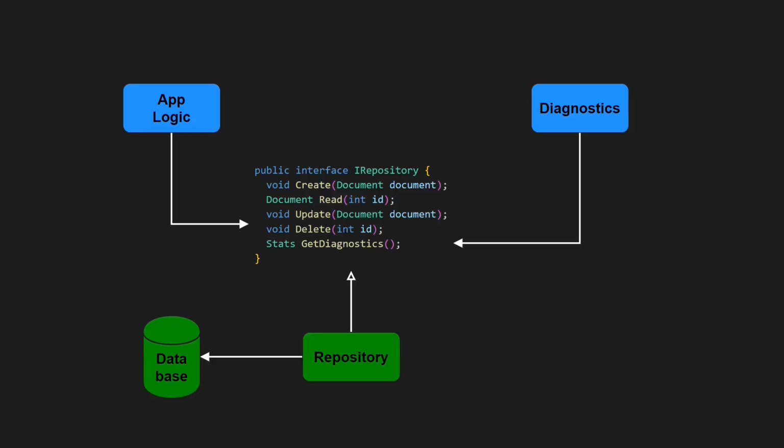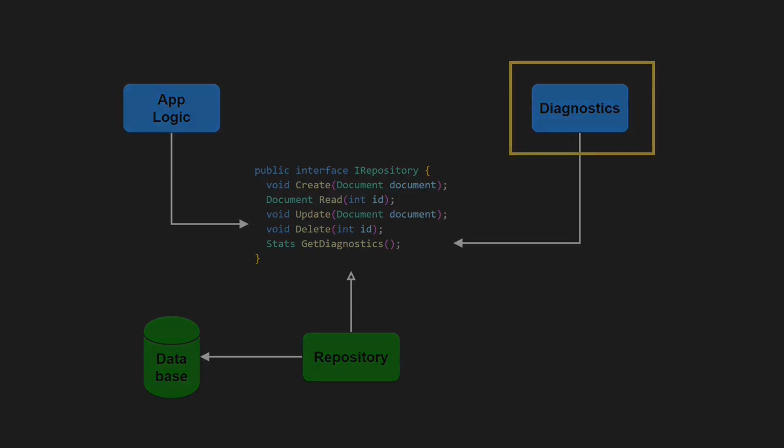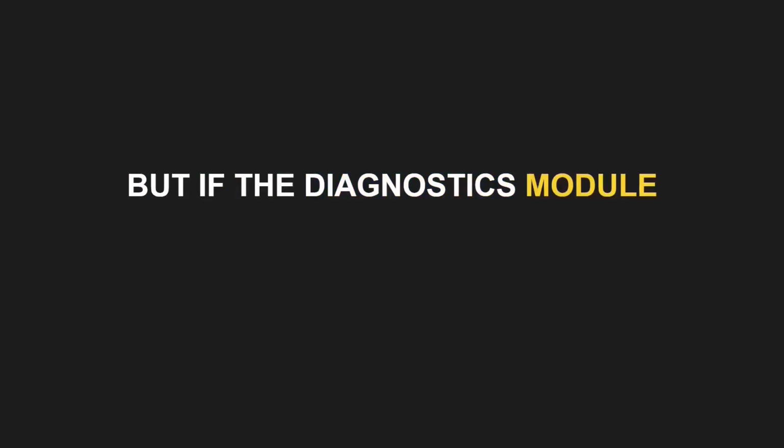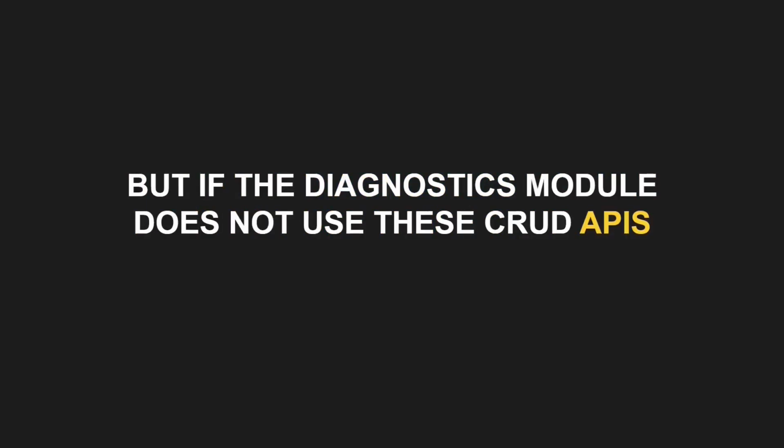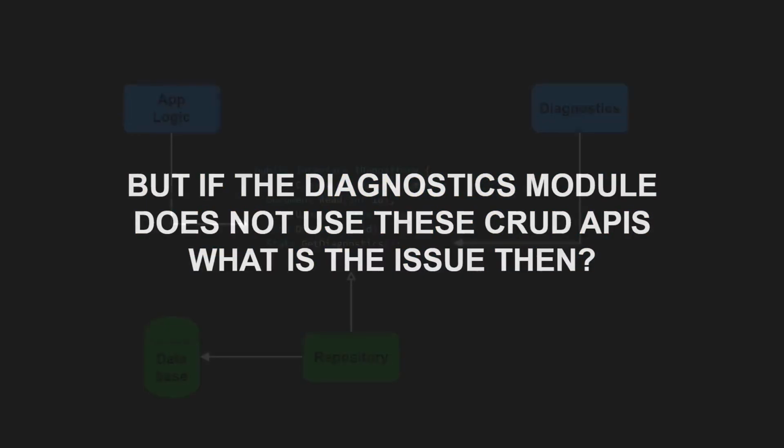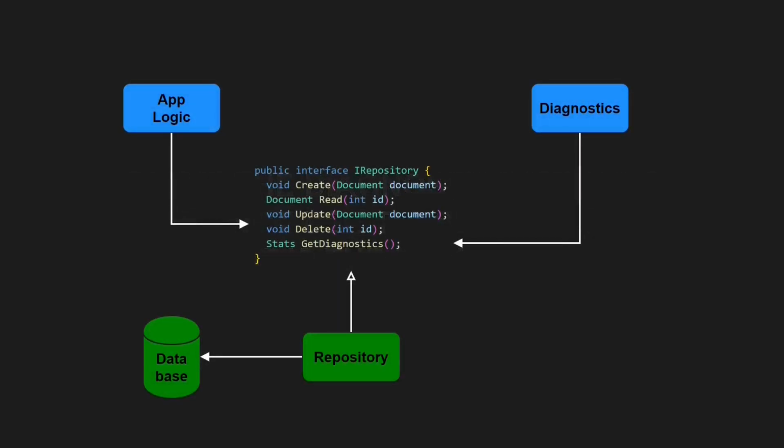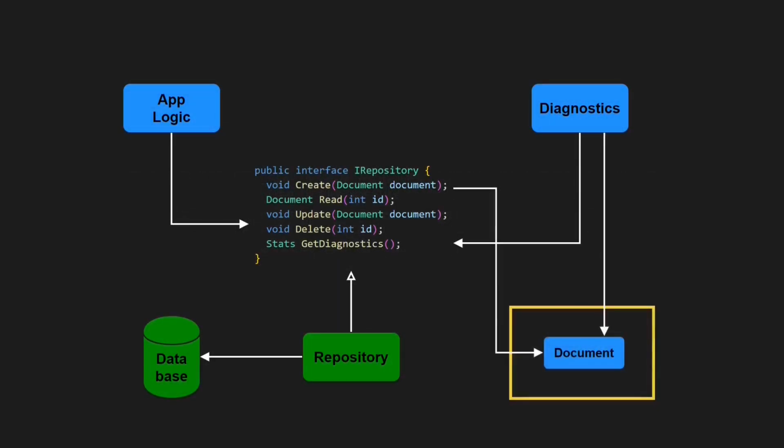And with this pragmatic design decision, our design is now violating the interface segregation principle, as the diagnostics module depends on the full repository interface, including all CRUD APIs it actually does not use. Now you might ask, but if the diagnostics module does not use these CRUD APIs, what is the issue then? One effect of this design could be that the diagnostics module gains additional dependencies it actually does not need due to the types exposed by the not used methods of the repository interface.